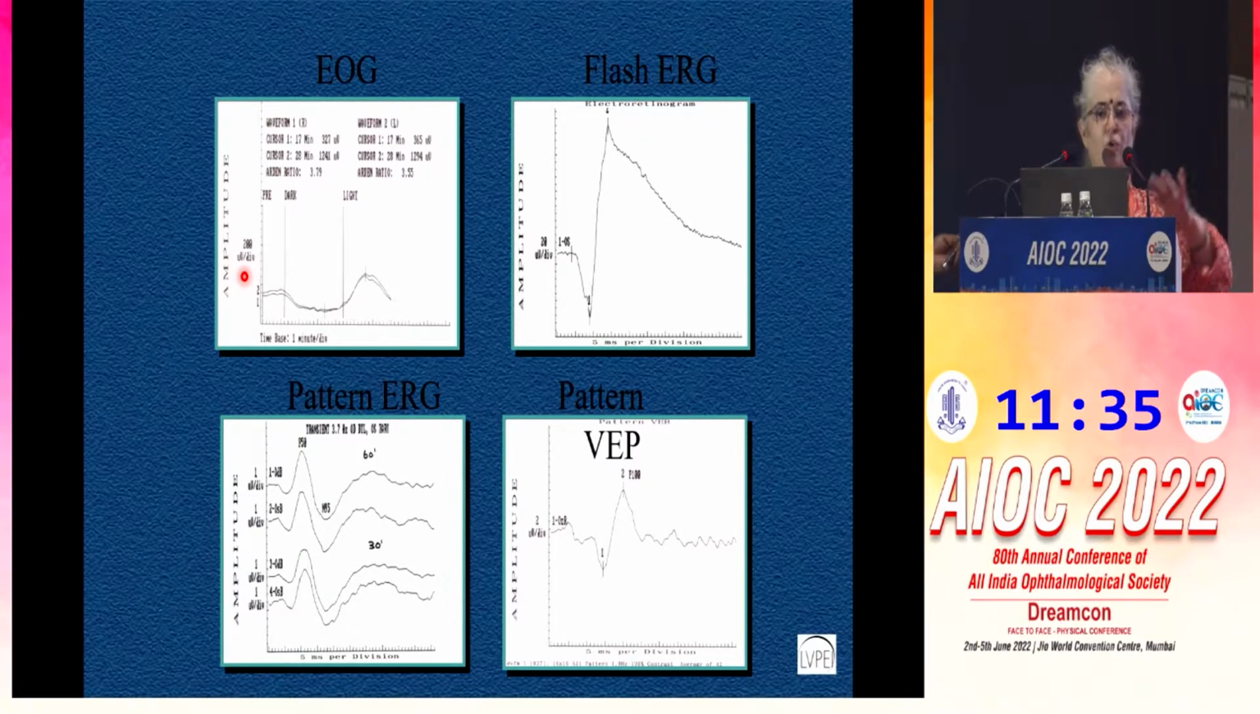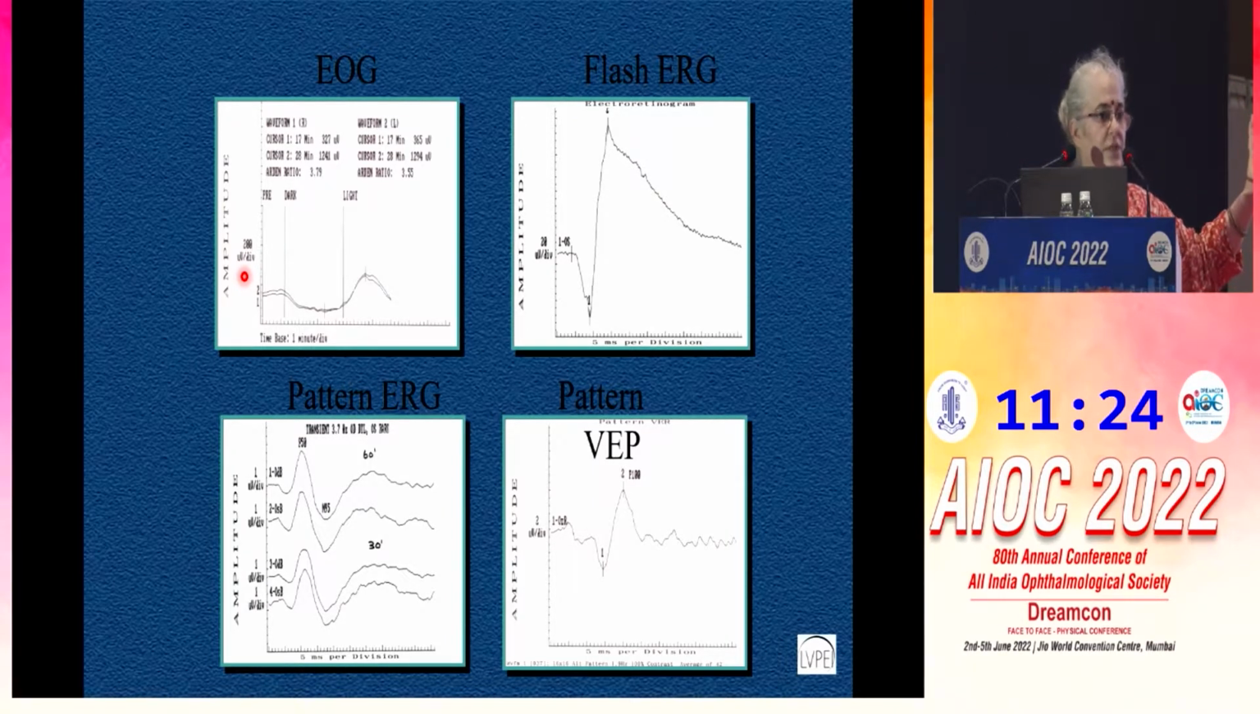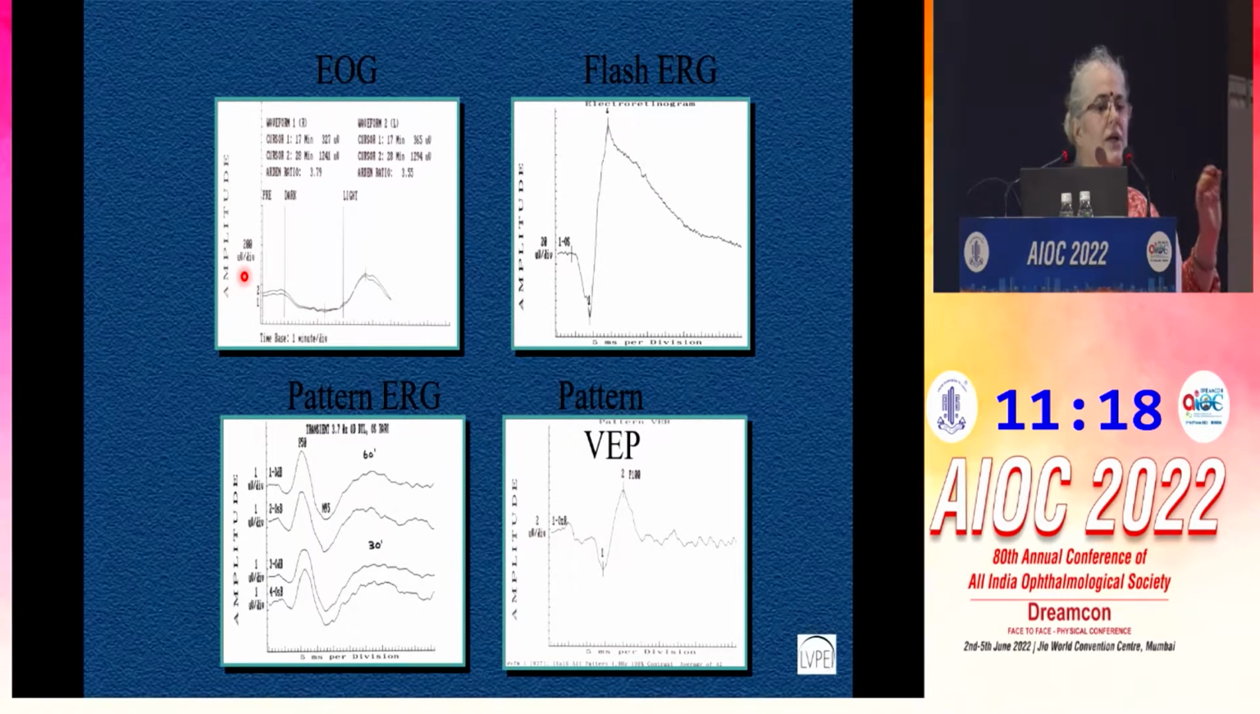Just like your Google Maps, some places look closer if you reduce the screen, but the actual distance may be more. So it is 200 microvolts, that means it's almost 2 millivolts. So it's a big output. Whereas the lower one, the pattern ERG, is 1 microvolt per division. So you should not directly look at the waves and say, this is big, this is small.